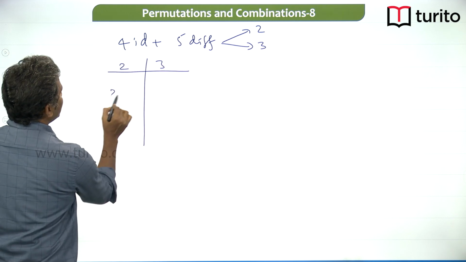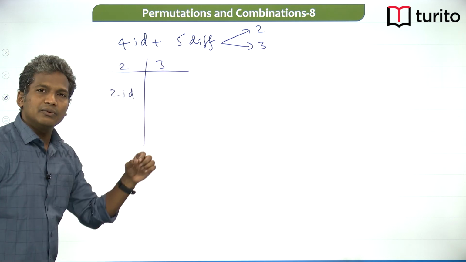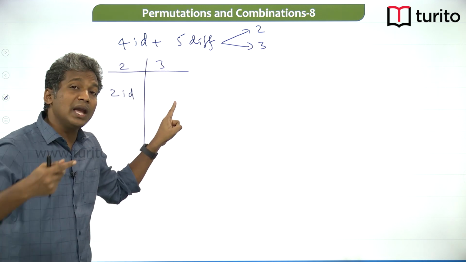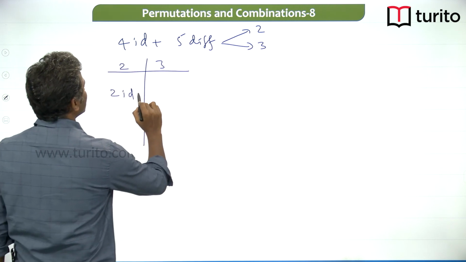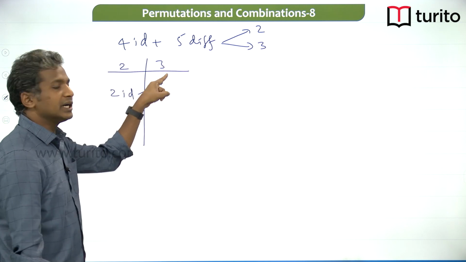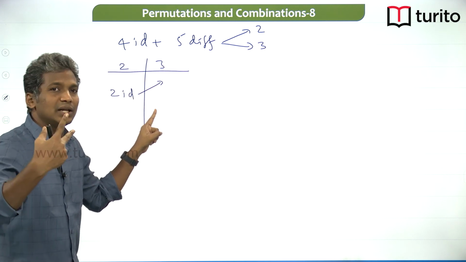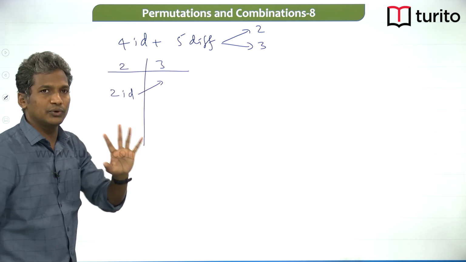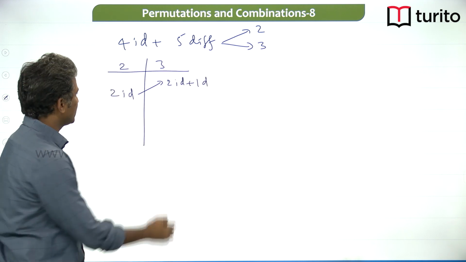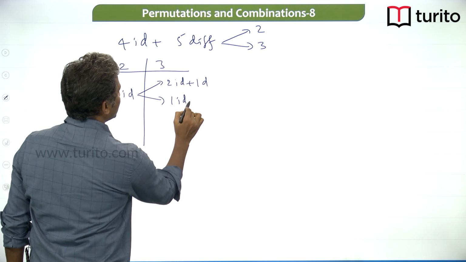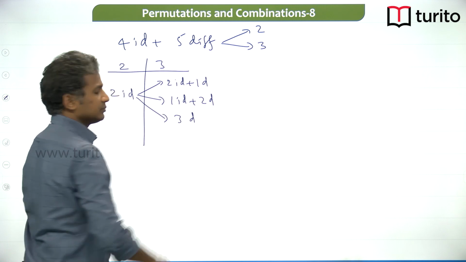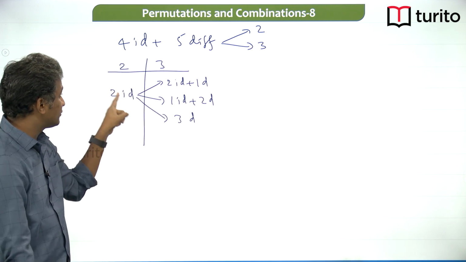Both these can be identical, right? When the first group is having completely identical objects, the second group may have a mixture also. So let me take all cases here, because 2 identical already went into this. The second group can have a maximum of 2 identical only, because total identical are only 4. So let me start from here. 2 identical, 1 different. This is one case. The other case could be 1 identical, 2 different. The other case could be all 3 different, right? So these are the sub cases for the first case.